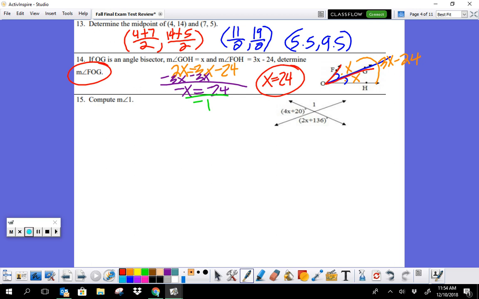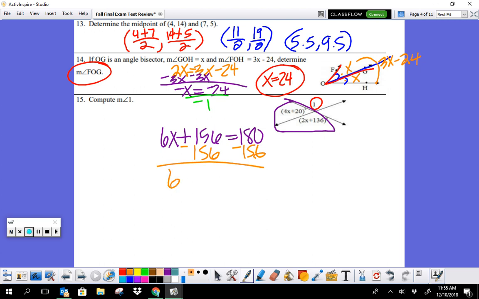Next question, compute the measure of angle 1. Well, we need to figure out a way to find X first. So you have to figure out, what do you know about these two angles? We know that those make a straight line, therefore they are supplementary. So I'm going to add them. So 4x plus 2x is 6x. 20 plus 136 is 156. Equals 180. I'm going to subtract that 156. So I get 6x equals 24. And then when I divide by 6, I get x as 4.